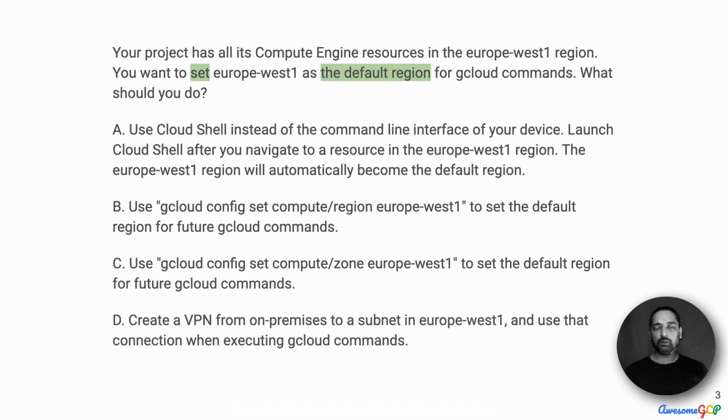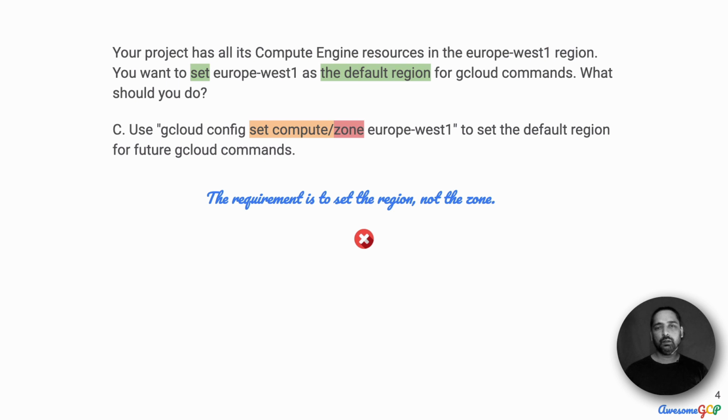Let's consider each of the options now. An option we can quickly eliminate would be option C. The option says to set the compute zone when clearly the requirement says you want to set the default region. Also, a naming convention like europe-west1 without ending in a letter like a, b, or c indicates a region and not a zone. So it's easy to eliminate option C, and we can now work with the remaining three.